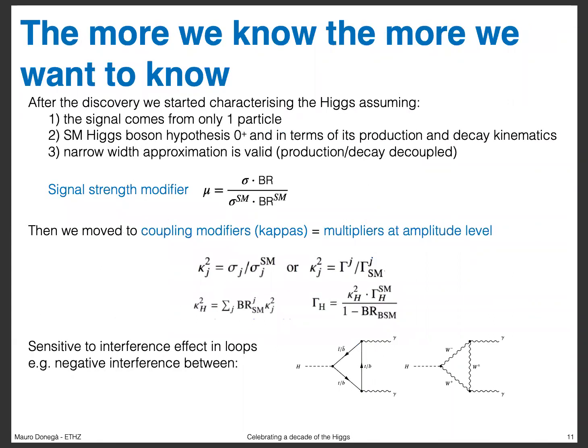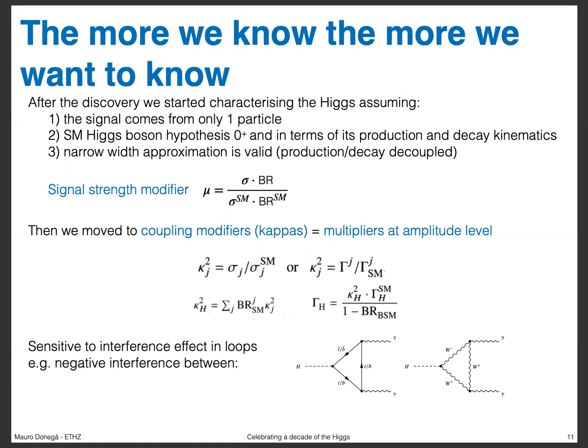Now, the point is that the more we know, the more we want to know, in a sense. After the discovery, we started immediately characterizing the Higgs, taking a very model-dependent approach. We were assuming that the signal comes from only one particle. Remember, at that point, we weren't even sure about that. Maybe there were two very close particles with a very small split in mass, and we had to make such an assumption. The boson we see is really the standard model 0+ Higgs, and also in terms of production and decays behaves as the standard model. And we use the narrow width approximation, so essentially we decouple production from decay.